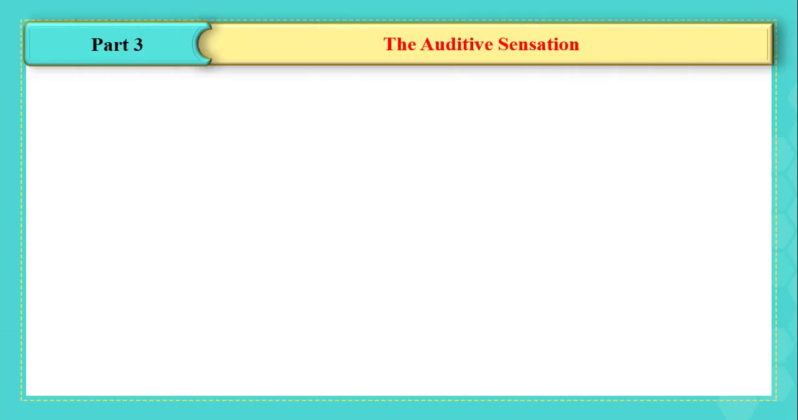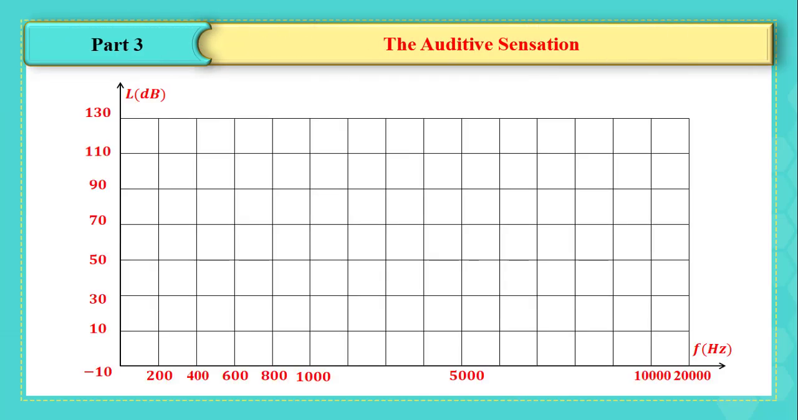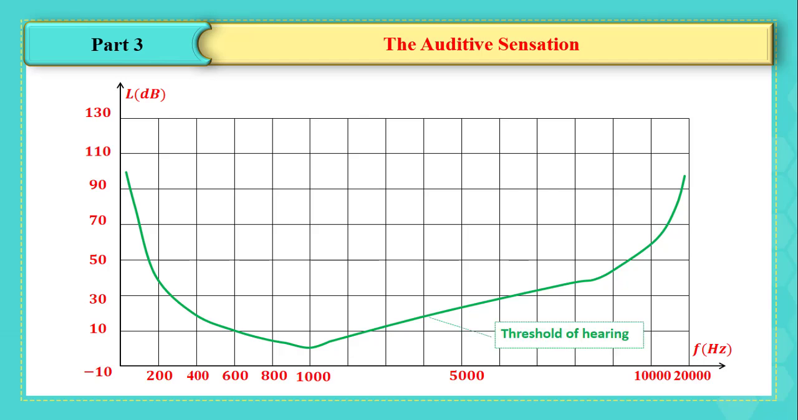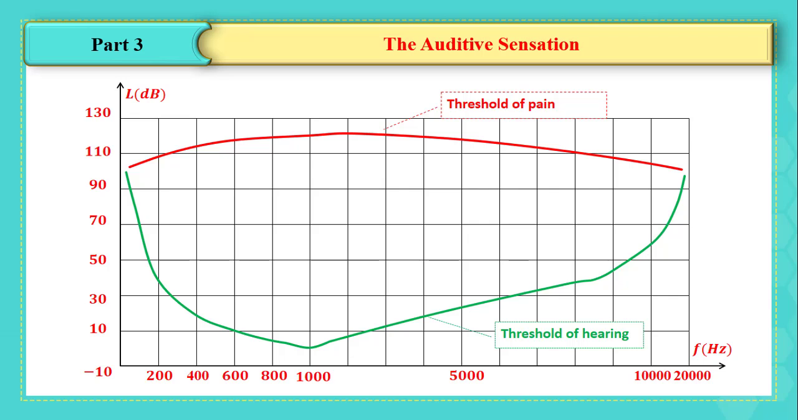Let us take a look at the auditory sensation diagram. The horizontal axis represents the frequency in Hertz, and the vertical axis represents the sound intensity level in decibels. The green curve represents the threshold of hearing for an audible frequency interval. The red curve represents the threshold of pain for an audible frequency interval.